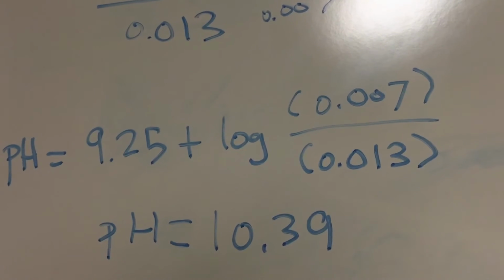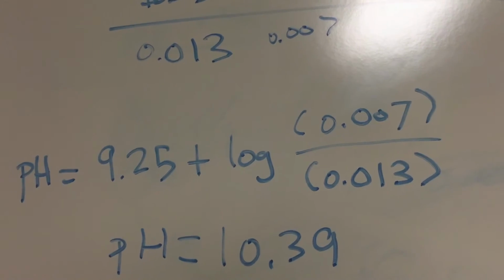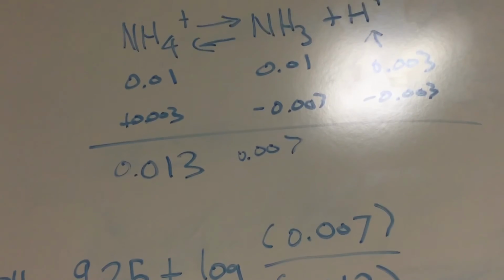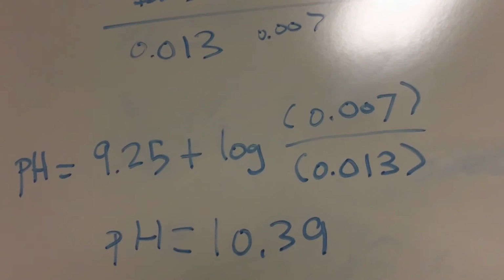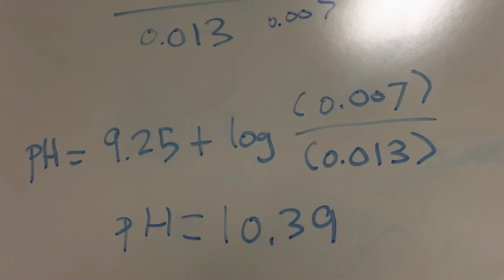again. 9.25 plus log of base, which is 0.007 NH3, over 0.013, which is NH4+, and it gives us the final answer, 10.39 is equal to pH, after adding 0.003 moles of HBr.